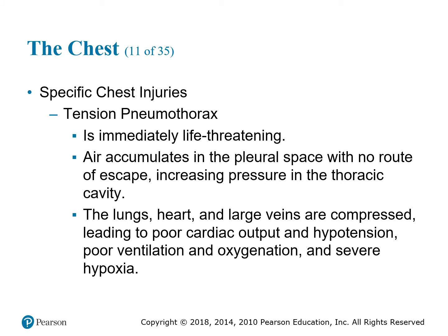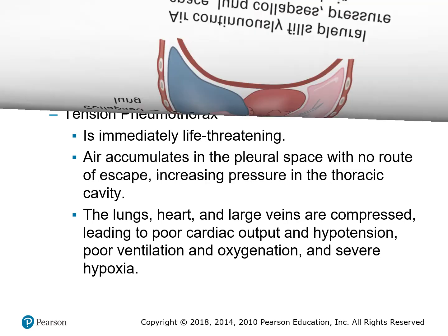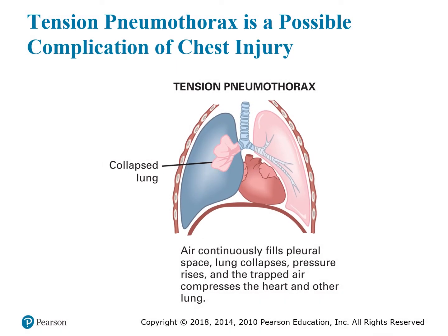Tension pneumothorax is immediately life-threatening. Air accumulates in the pleural space with no route to escape. This increases the pressure in the thoracic cavity. The lungs, heart, and large veins are compressed, leading to poor cardiac output and hypotension, poor ventilation and oxygenation, and severe hypoxia. Now with time, air continuously fills the pleural space, the lung collapses, pressure rises, and the trapped air compresses the heart and the other lung.